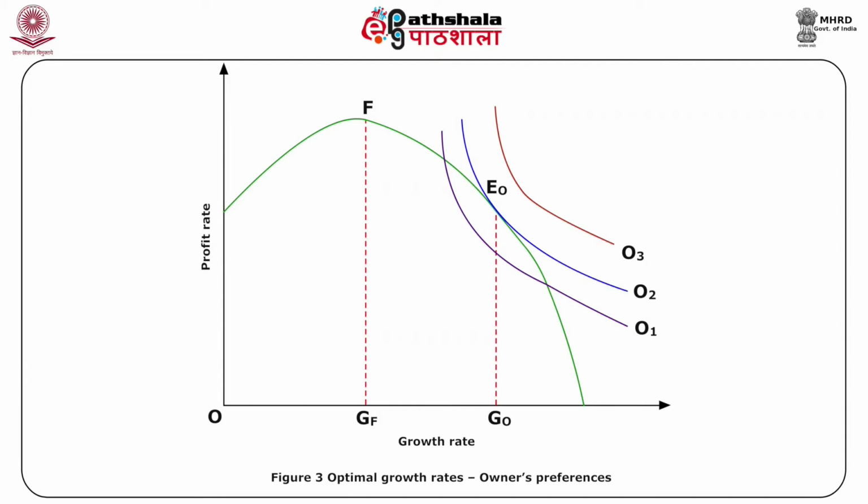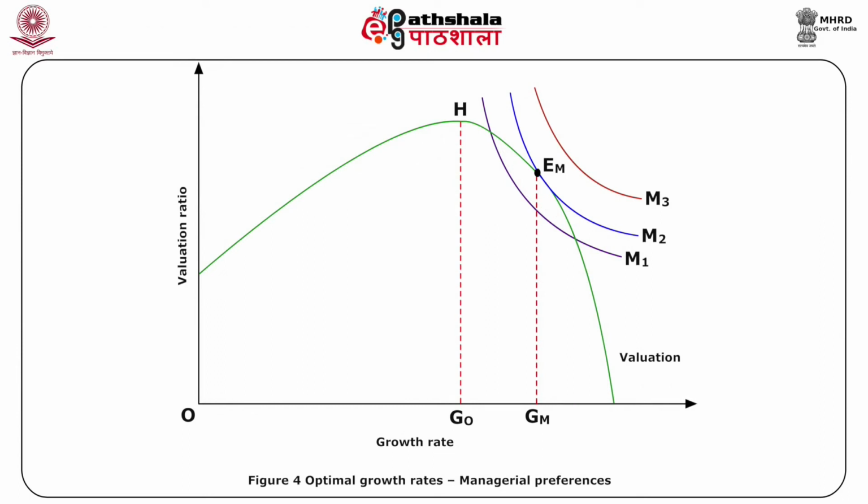The point E0, which is the point of tangency between the indifference curve O2 and the demand growth curve, is the equilibrium point with the corresponding growth rate being GO, whereas F is the highest point on the demand growth curve and GF is the corresponding growth rate. The equilibrium point E0 corresponds to the highest point on the valuation curve as seen in figure 4.